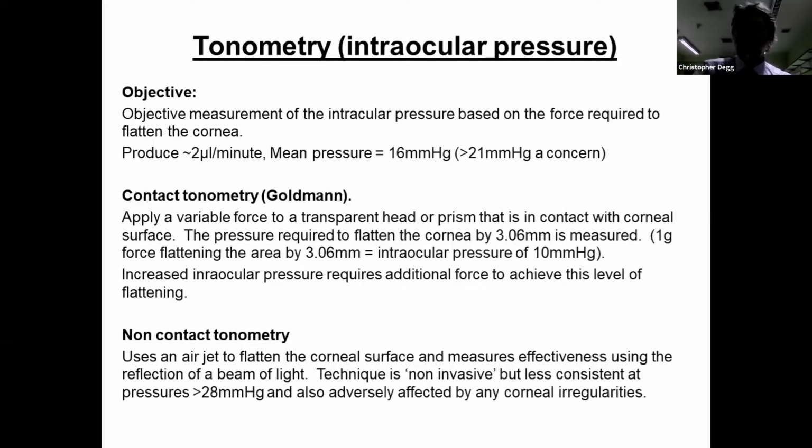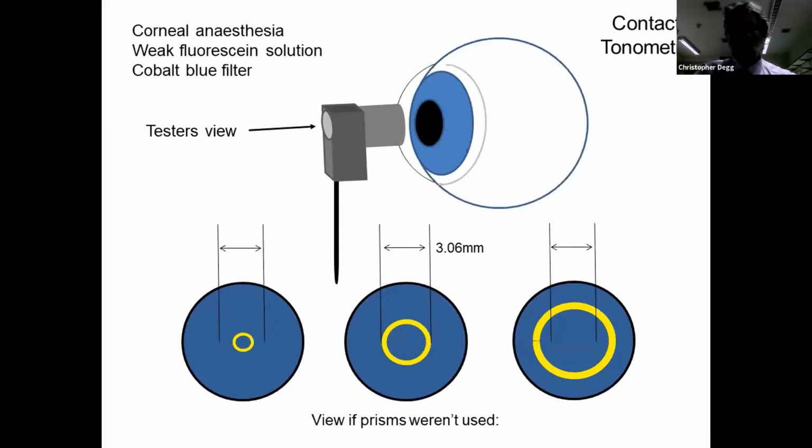Tonometry, this is a technique where we can measure the pressure inside the eye. And for this one, we're looking for things like glaucoma. Two methods: there's contact, which is a bit more invasive, and we have a glass rod that touches the front surface of the eye, put anaesthetic in first. We also have a dye on the front surface of the eye. So when that glass rod touches the surface, it pushes the dye to the edge of the contact area.